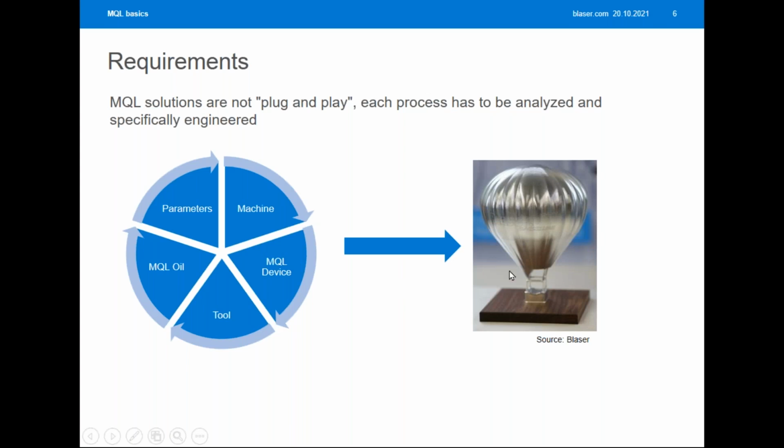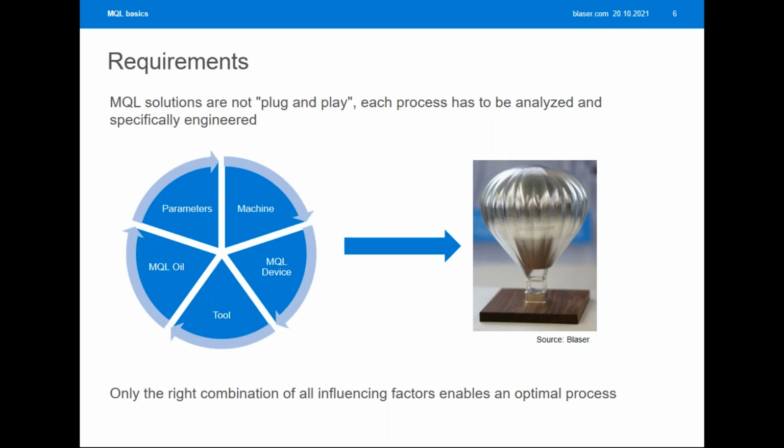And to be able to, for us to mill a balloon in our technology center, there is also a very nice video of this process done with MQL. But how is this possible? It's only the right combination of all these influencing factors that enable an optimal process with MQL.